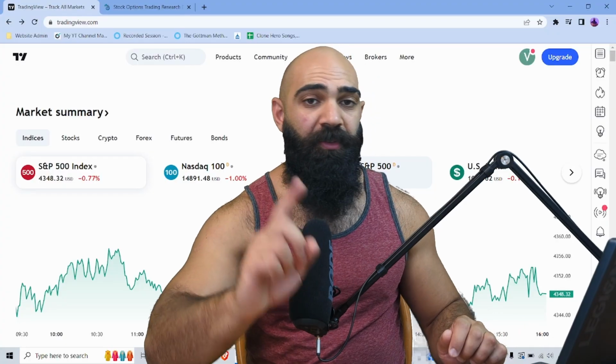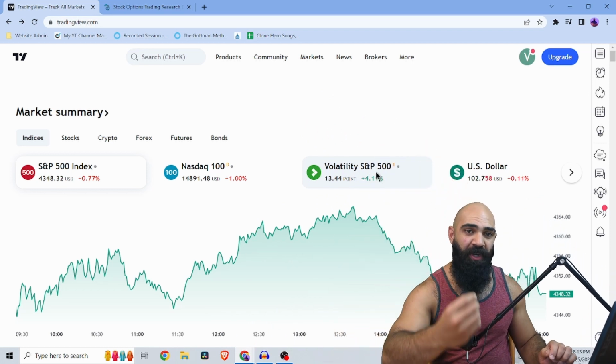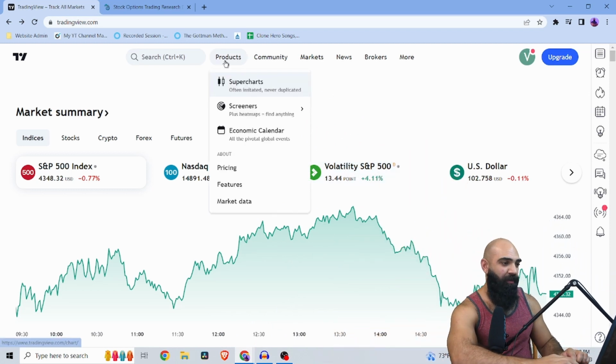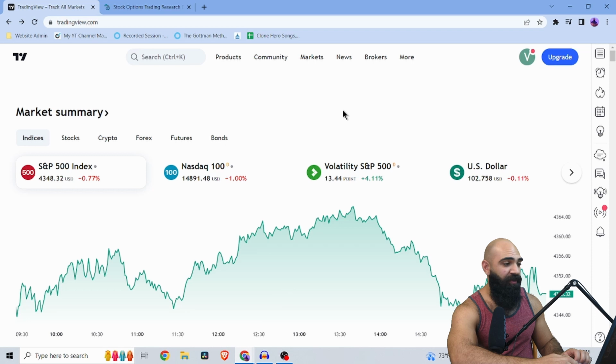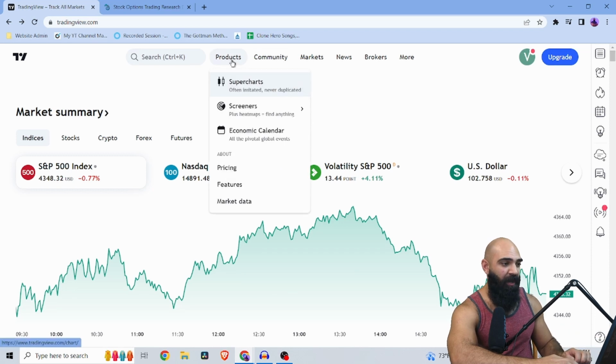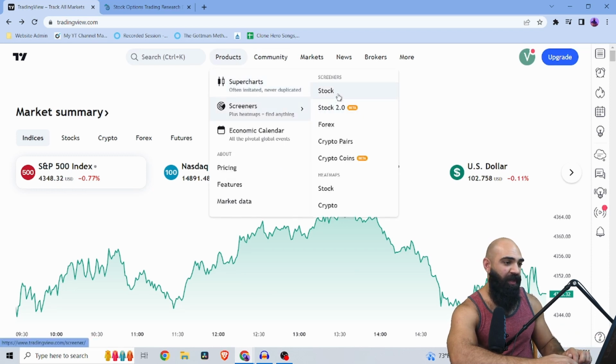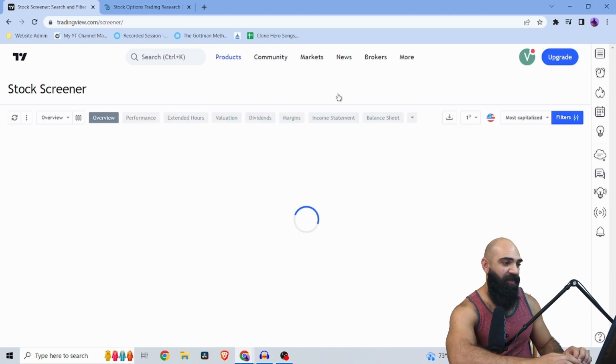Knowledge. So let's start with the first screener, which is TradingView. Now, TradingView actually has a solid screener, which many people don't go onto. So you just go to tradingview.com, go to the products, and then click on screeners. And I just use the normal stocks. I don't mess with the stocks 2.0 yet.